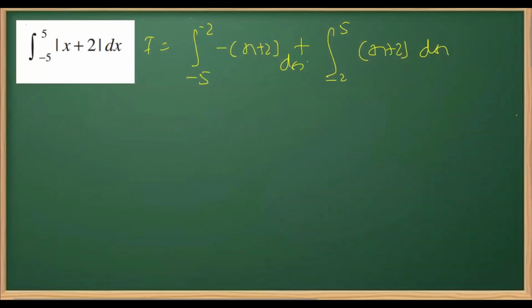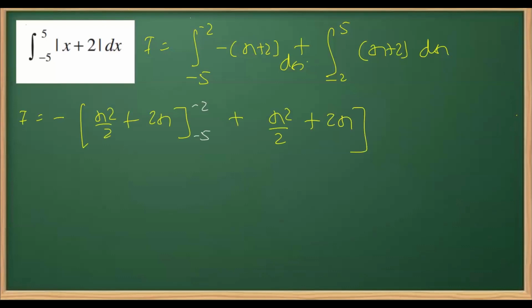On integrating this, I can keep the minus sign outside. Integration of x is x squared by 2, and integration of 2 is 2x. And the limit is minus 5 to minus 2. Then it's a plus sign. In the same way, integration of x is x squared over 2, and this is 2x. And the whole limit this time is minus 2 to 5.